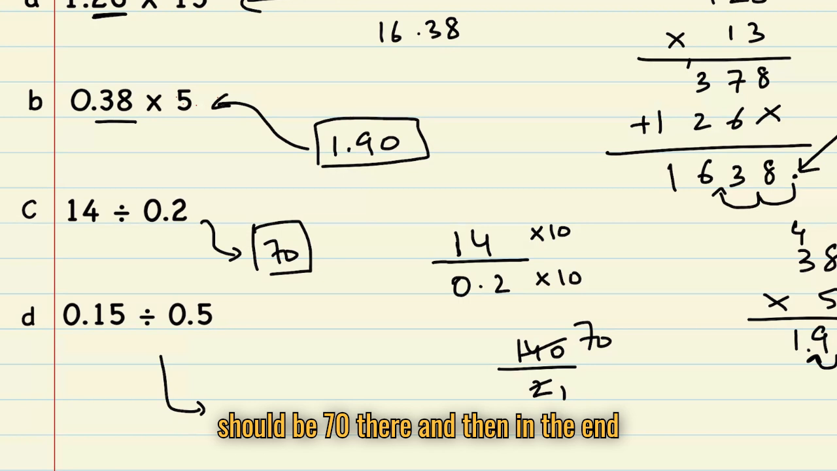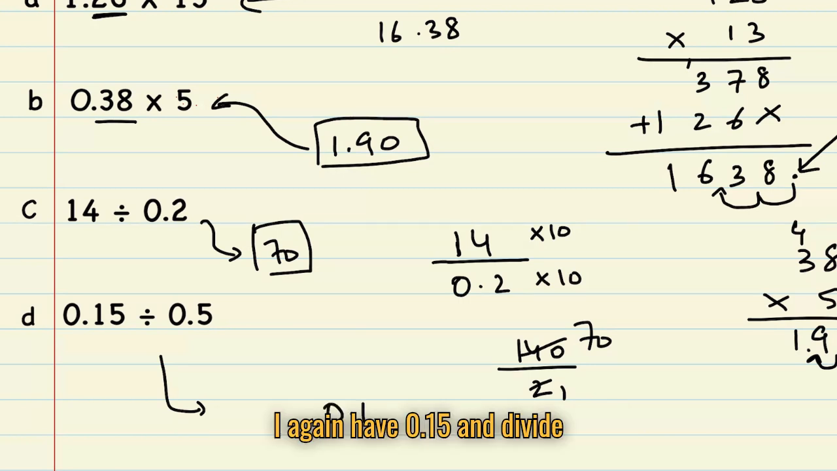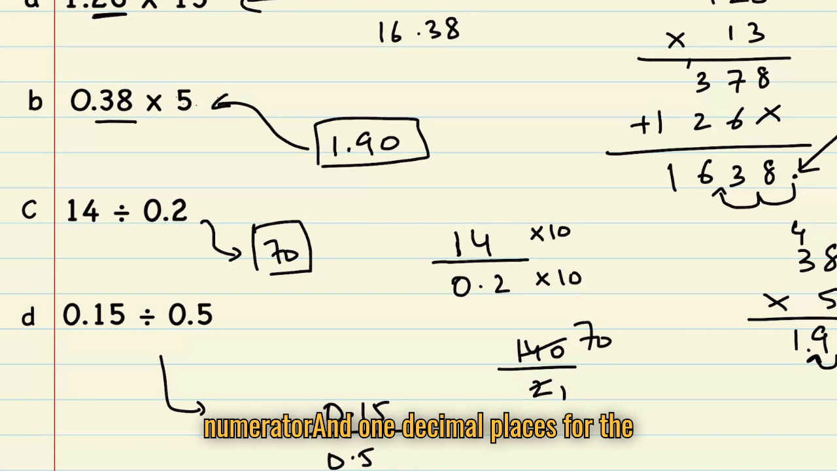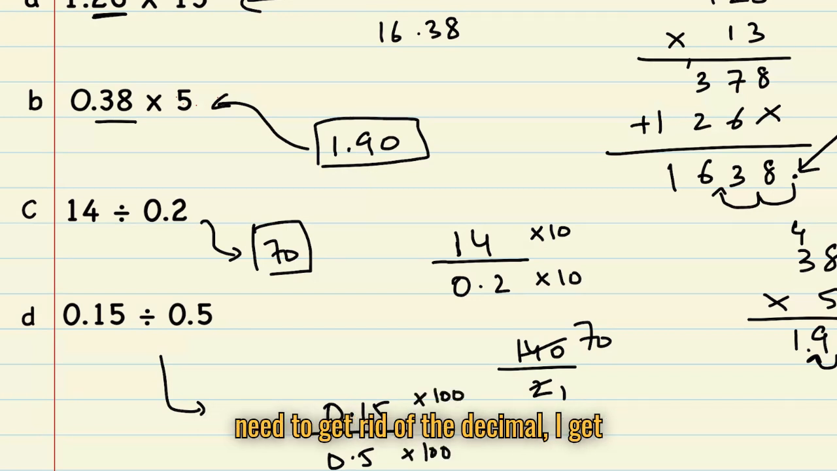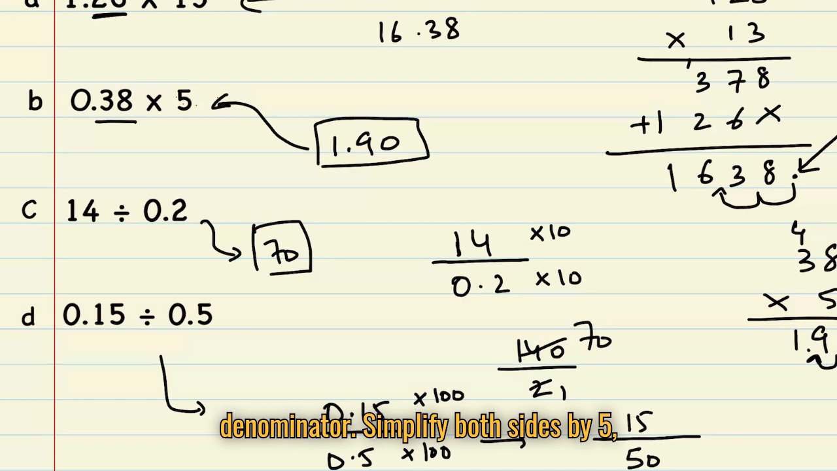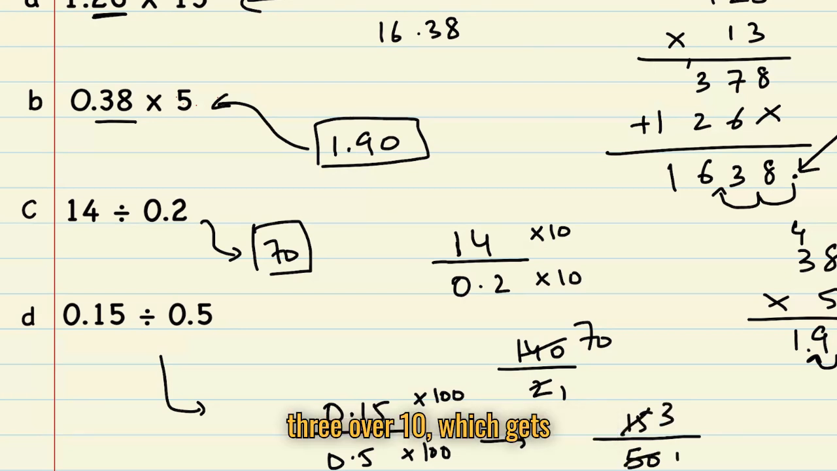And then in the end, I again have 0.15 being divided by 0.5. Get rid of the decimal, but I have 2 decimal places for the numerator and 1 decimal place for the denominator. Because I need to get rid of the decimal in the denominator, I get 15 as the numerator and 50 as the denominator. Simplify both sides by 5, 3 over 10, which gets me to 0.3.